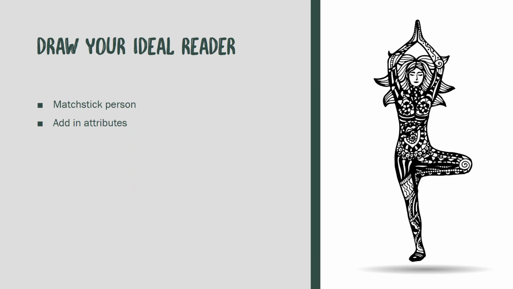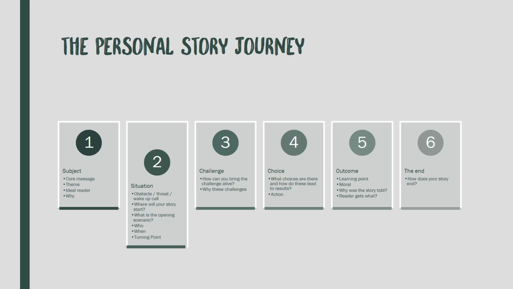So like I say, we're going to start by doing the inner work. We're going to work on you first. So draw a matchstick person, and we're going to start to add in attributes. And one of the things I found really helpful when I've done the drawing of my ideal reader is to stick it up when I'm writing so that I can see it and it keeps me focused. So let's imagine our book is about our personal journey. So around your ideal reader somewhere, the picture of you, is to map out that personal story.